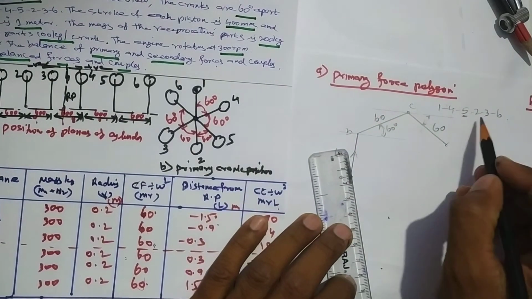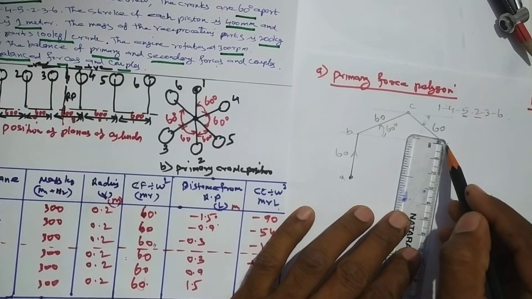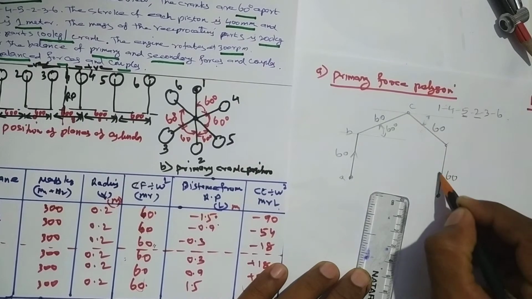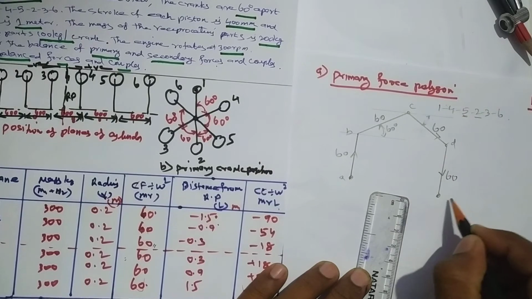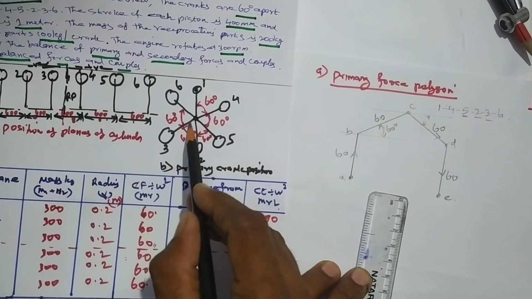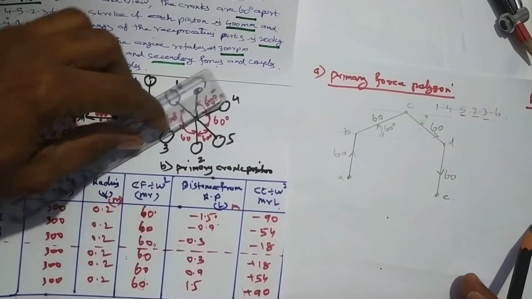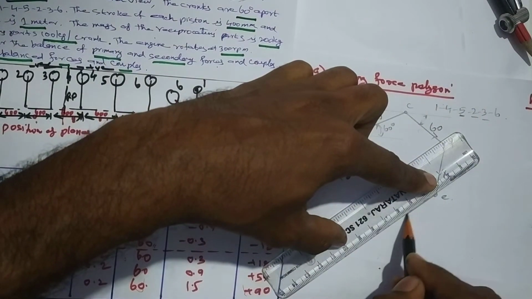Now the next firing order is the second one. The second is in the downward direction, so you draw it in the downward direction, right. It is also 60. E point you are getting. Next is the third cylinder in the firing order. See the position in the angular position diagram. Take the scale and draw it here.